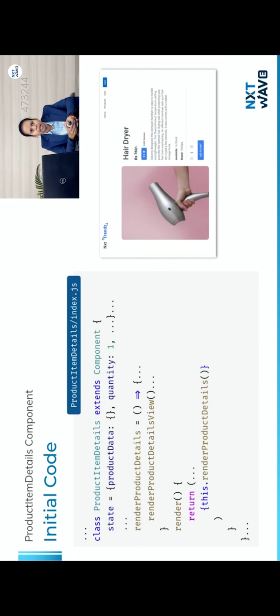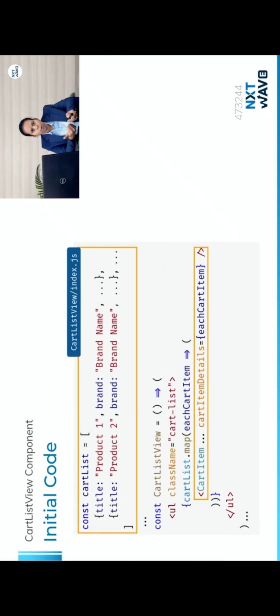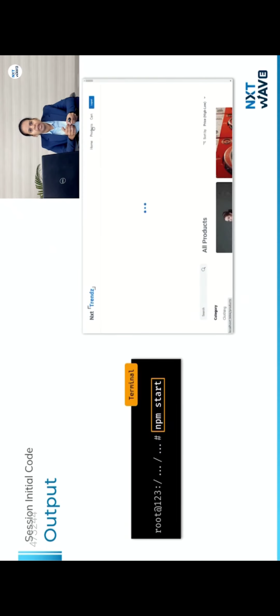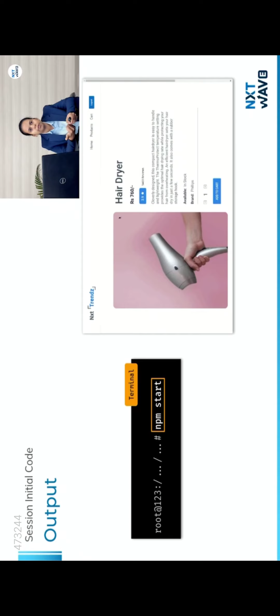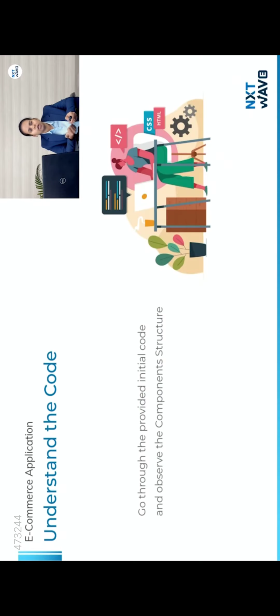Okay, so we have looked at the initial code. We have seen the product item details component, then we have seen the cart component. We understood that the cart items are being displayed in the cart list view where there's some sample data and we are iterating over that sample data list and displaying the cart items. So with that, we have seen this output. If you run npm start, we were able to see this output. This is the product item details route and this is the cart route. Okay, so as I mentioned, go through the provided initial code and observe the component structure, and get a brief understanding about the various components that are involved. Okay, clear?